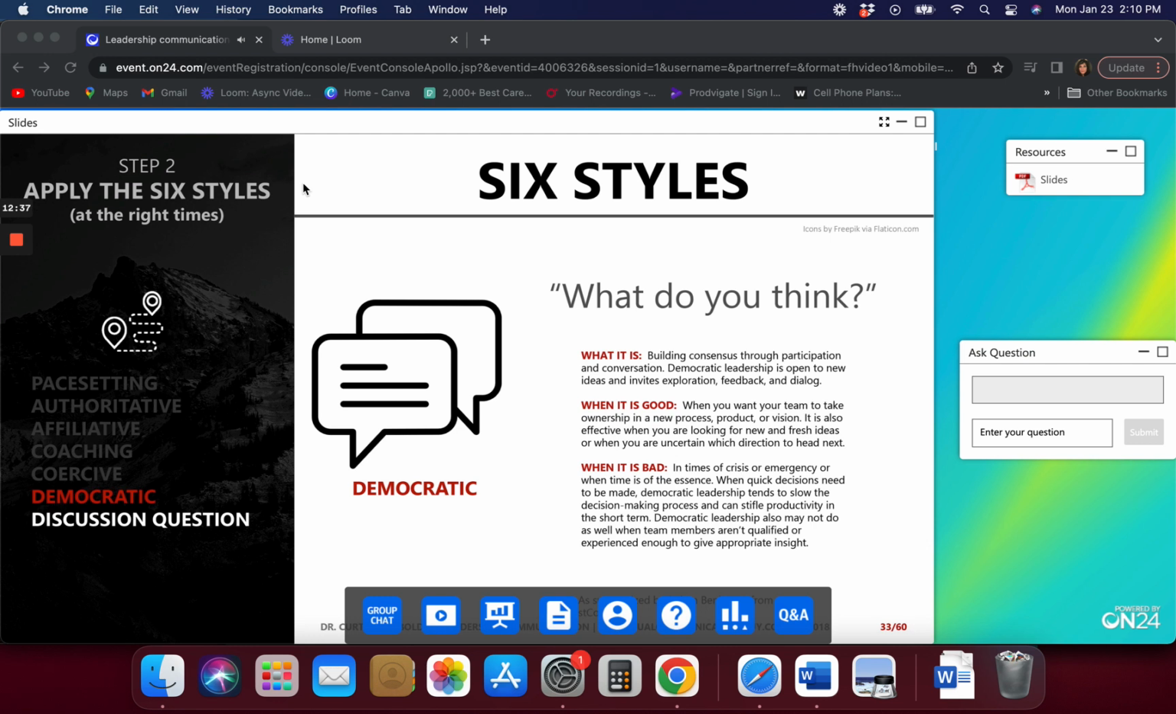When is it bad? Well, in times of crisis or emergency, or when time is of the essence, democratic leadership slows things way down. When quick decisions need to be made, democratic leadership tends to slow the decision-making process, and it can stifle productivity.